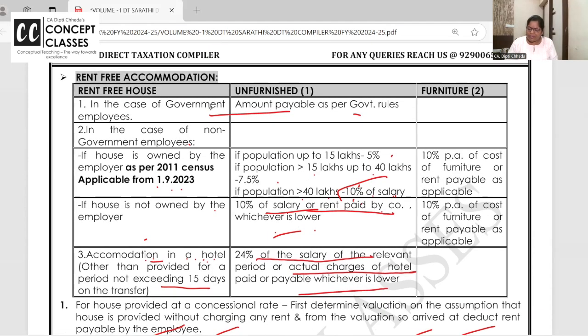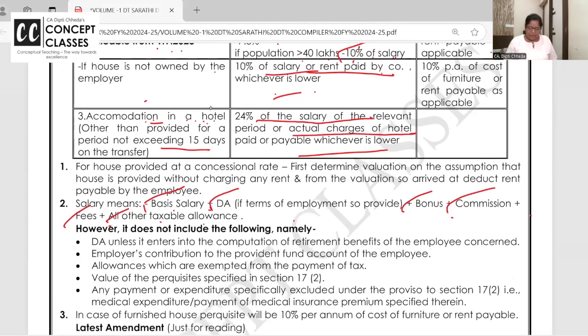And for furniture, 10% of the cost of the furniture or rent payable, whichever is lower, nahi hai. See, if the employer is giving you accommodation, along with that he is giving you furniture, then like depreciation, 10% of the cost of the furniture you bear it. Okay? Or rent payable if the employer has taken it on rent.